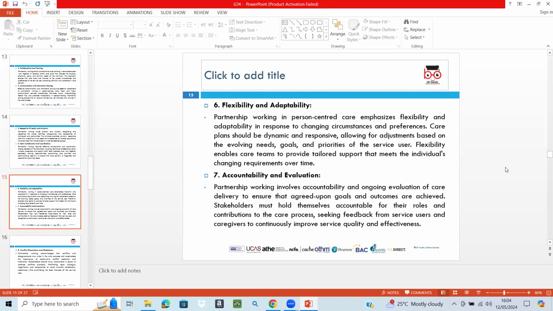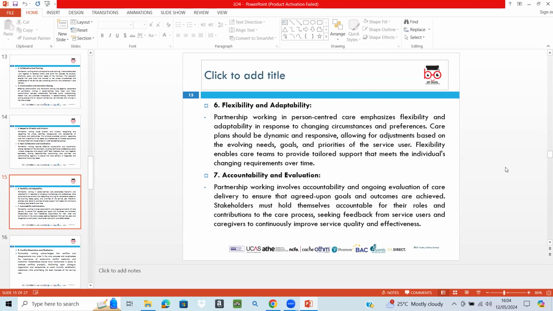Then we have accountability and evaluation. So, accountability and ongoing evaluation play a crucial role in ensuring the effectiveness and quality of care delivery. Stakeholders involved in the care process must uphold accountability for their roles and responsibilities, actively participating in the shared decision-making and care planning processes. Regular evaluation of care outcomes, stakeholders' feedback, and adherence to care plans are essential to monitor progress, identify areas for improvement, and address any deviation from the agreed upon goals.